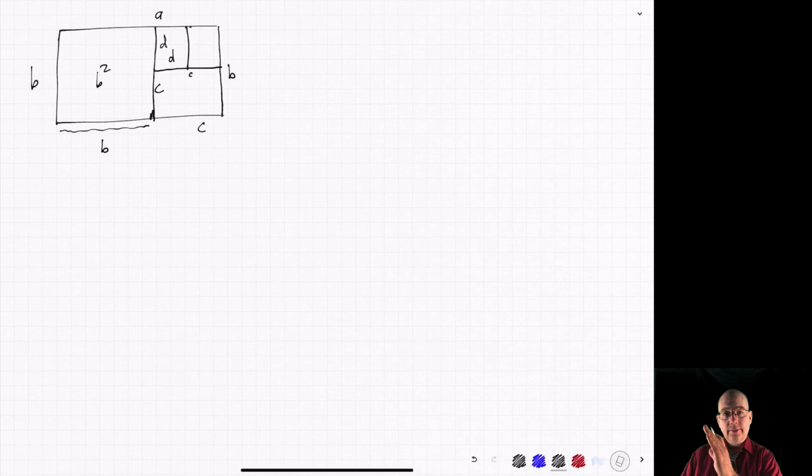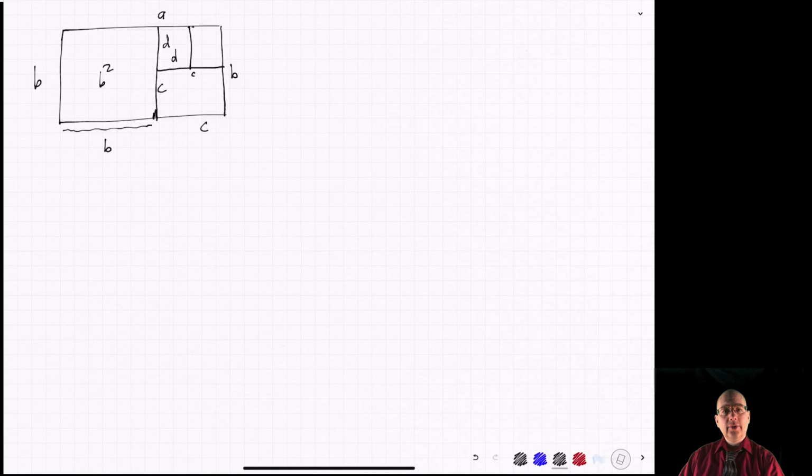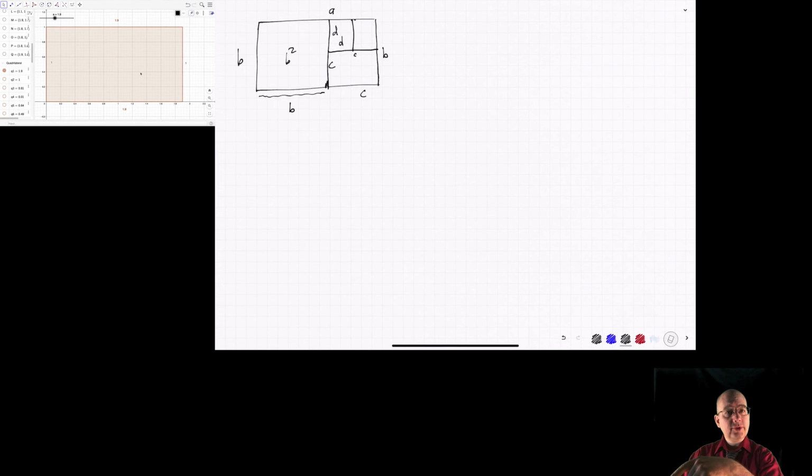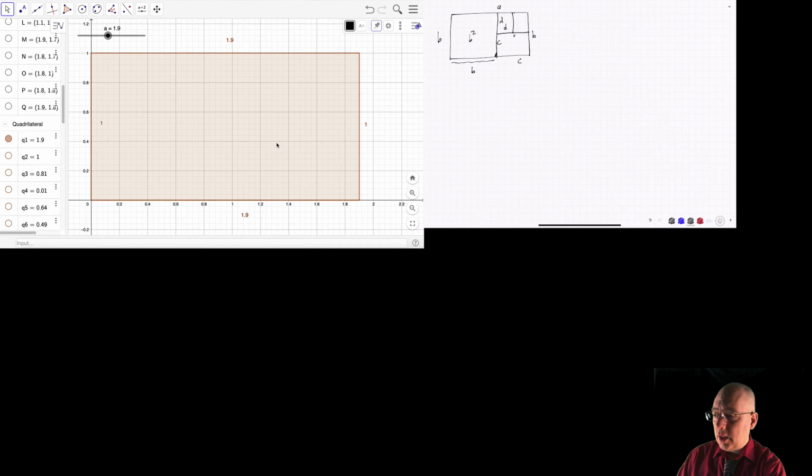So it pops out to the right, pops upward, then pops to the right, up, right, up, right, up, carving out a square from these rectangles for as long as we can. The question is, how long can we keep on doing this? Forever? Is there something about rectangles that are special with regards to this process? And so I'm going to go over to GeoGebra now.